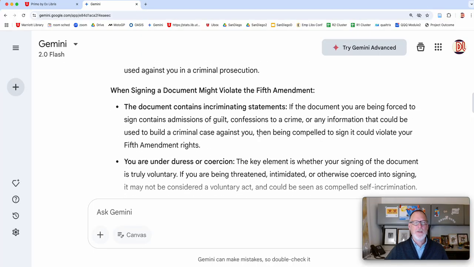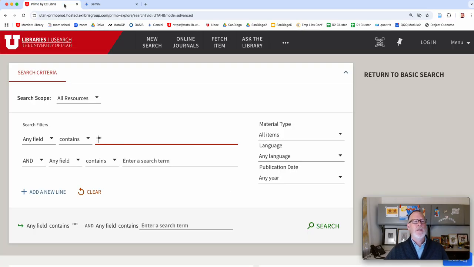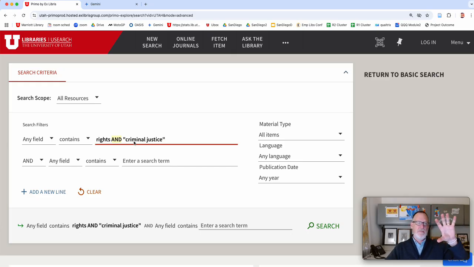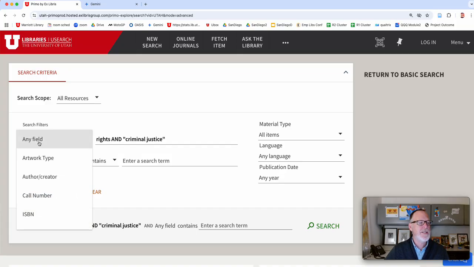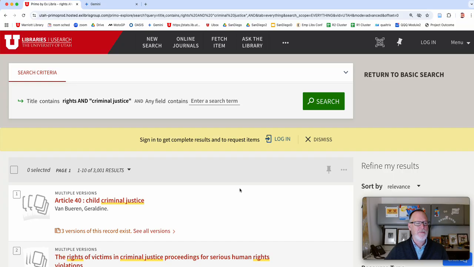So look at all these different things like coercion. Let's look at coercion and interrogation. So let's do rights and criminal justice. I want both rights to be in there and I want criminal justice so we know the system that this is in. And just means I want both of these to appear. So find everything with rights and then find everything with criminal justice. If we just looked in the title, I bet there's going to be a ton on this because this is something that's been argued about for centuries.